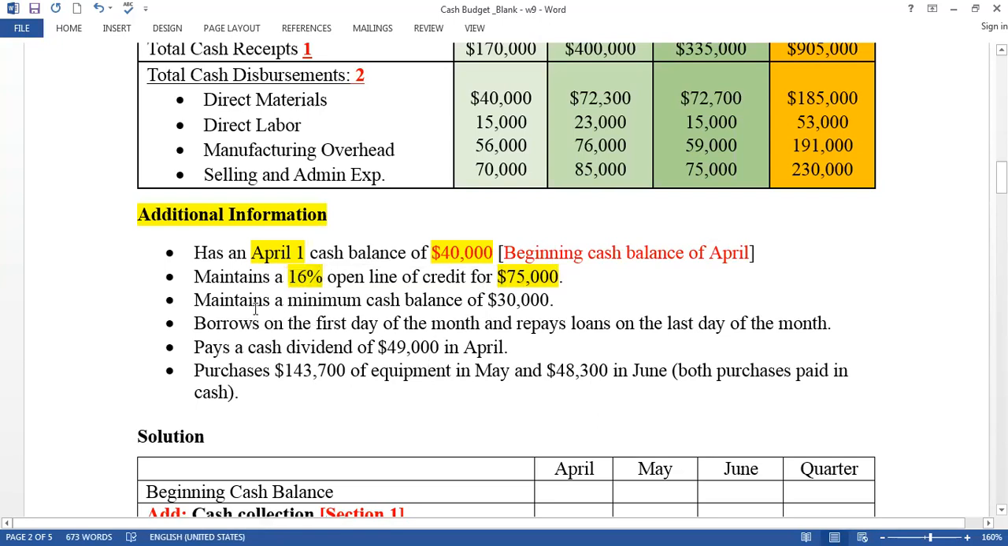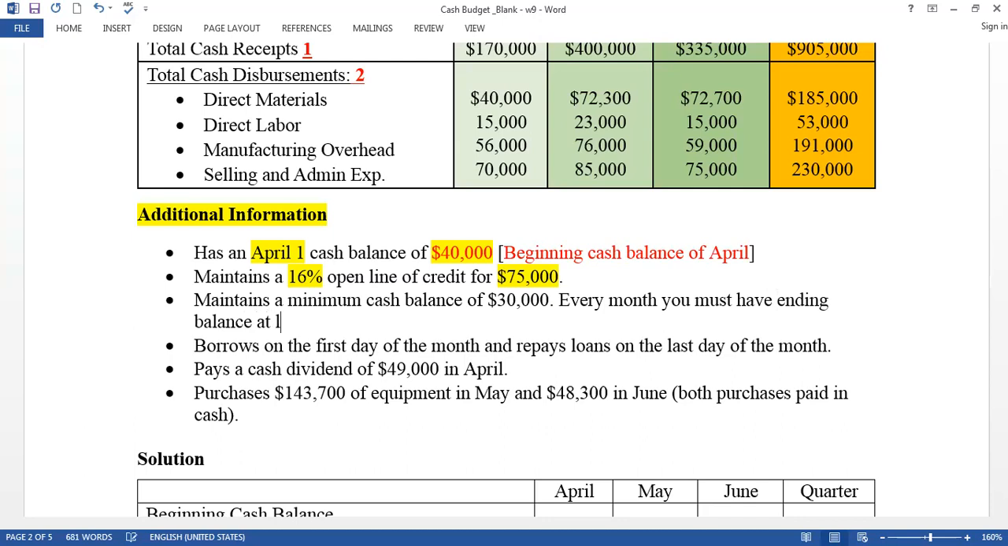Third point, maintain a minimum cash balance of $30,000. What is the meaning? Minimum cash balance you have to maintain. That means every month you must have an ending balance of at least $30,000.